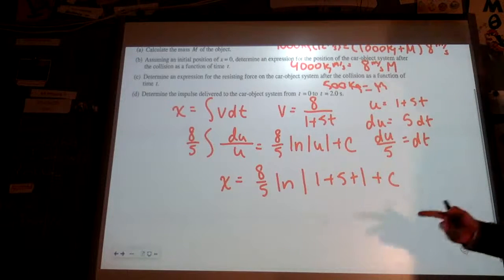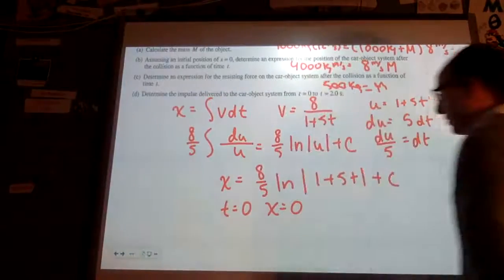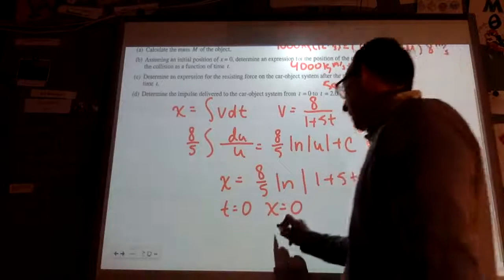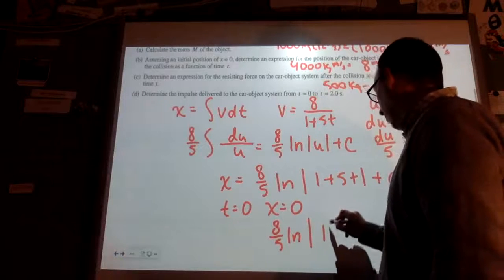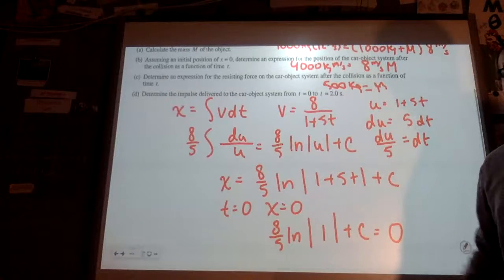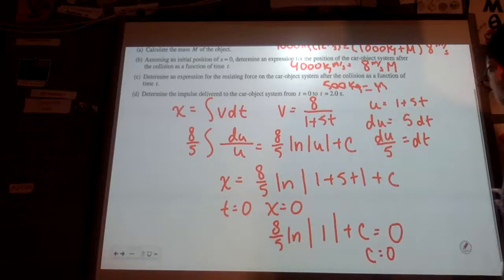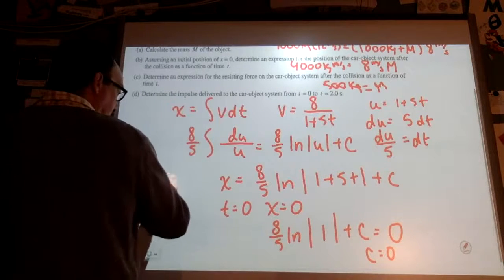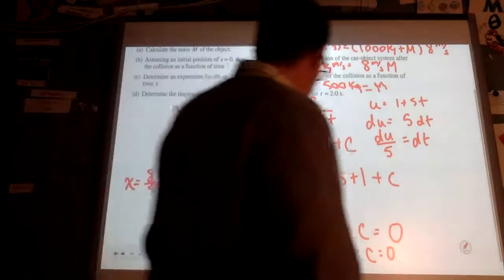And we're saying that at t equals 0, x equals 0. That's a given for us. So I can see what my c is, or if I even have to have a c. So I'm going to put in the 0 here, and I have 8/5 natural log of 1 plus c is equal to 0. Well, the natural log of 1 is 0, so c is equal to 0. So our function is just 8/5 natural log of 1 plus 5t.